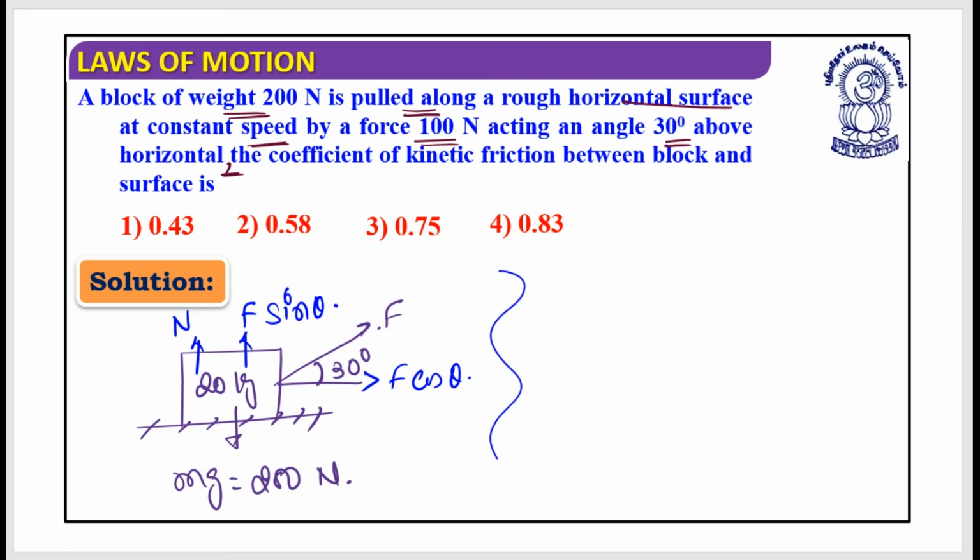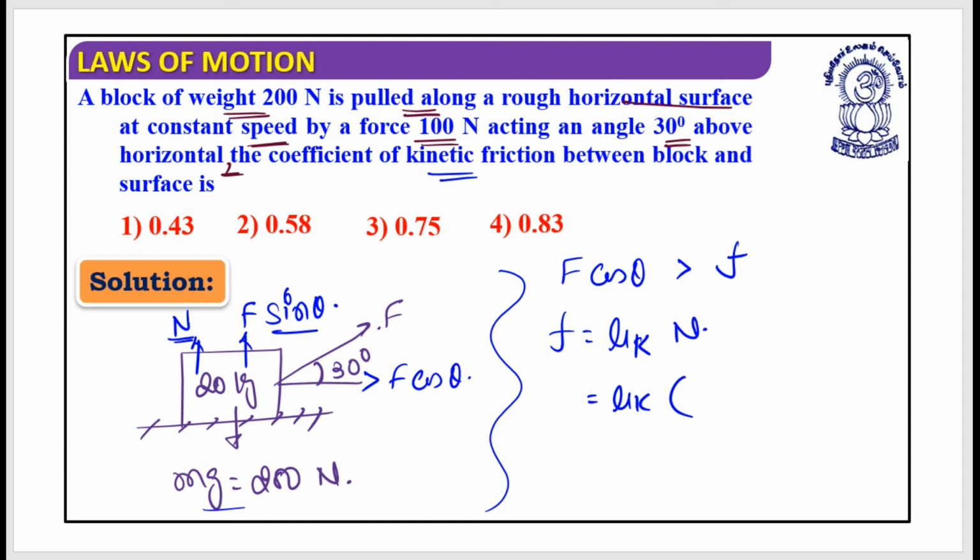So what I understand is, as it is moving in the positive x direction and they want kinetic friction, that means F cos theta must be greater than friction. Then this is possible. Now what is friction? It would be mu k multiplied by N. Now N plus F sin theta will make mg, so N would be equal to mg minus F sin theta. This is equal to friction.